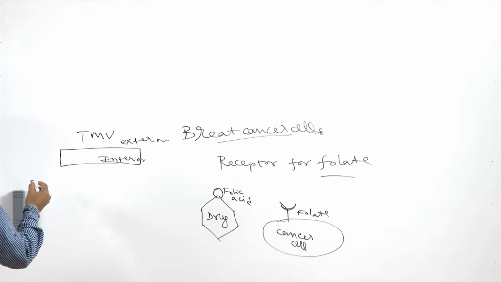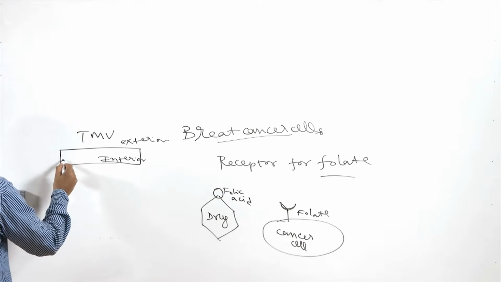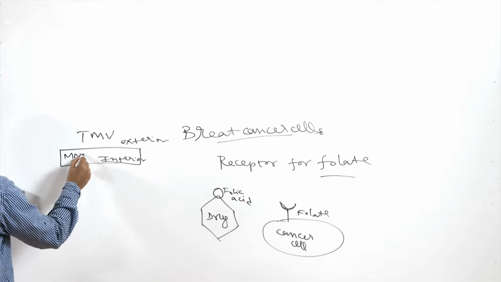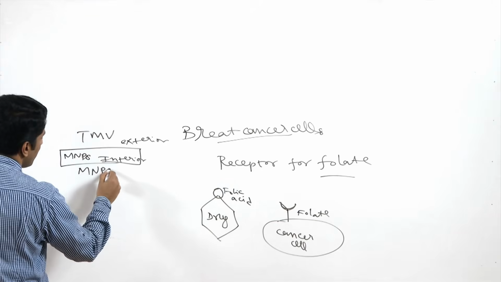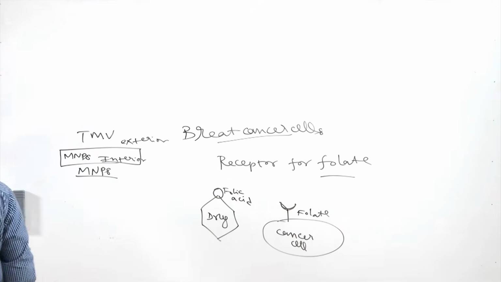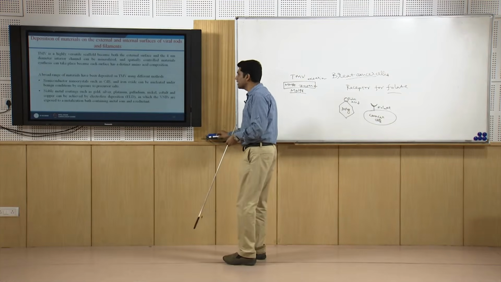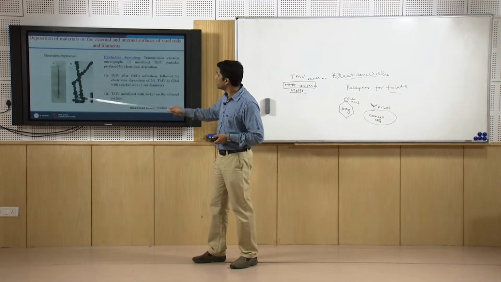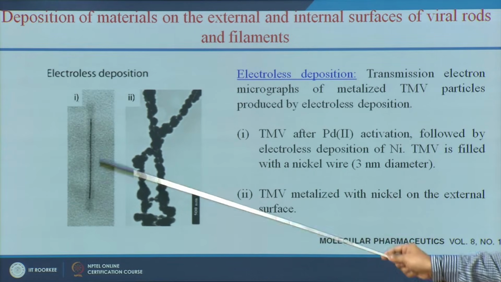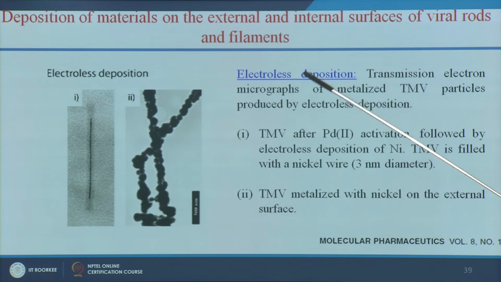So based on that, we can deposit various types of metals inside and another kind of material on the exterior environment, so it can act like a kind of nanotube and nanowire. Here you can see an electron microscope picture of this tobacco mosaic virus. So we can use it for electroless deposition.